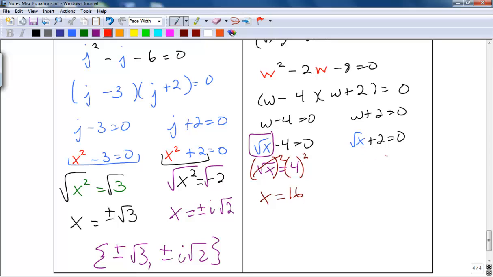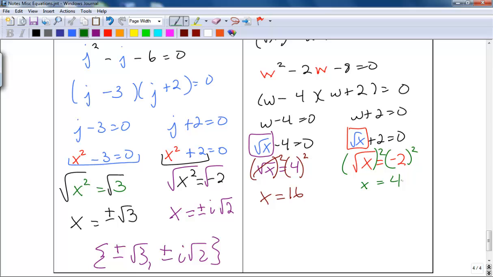Same thing. Isolate the radical, so subtract 2, and I get the square root of x is equal to negative 2. Got to get rid of the radical, so raise both sides to the second power, and I get that x is equal to positive 4. So my two answers so far are 16 and 4.